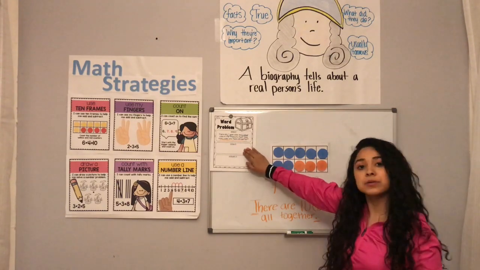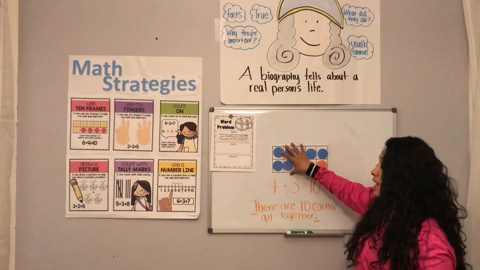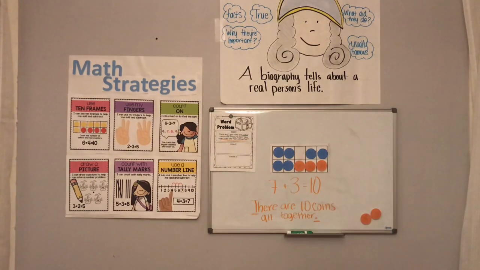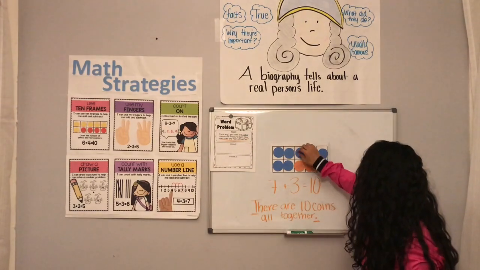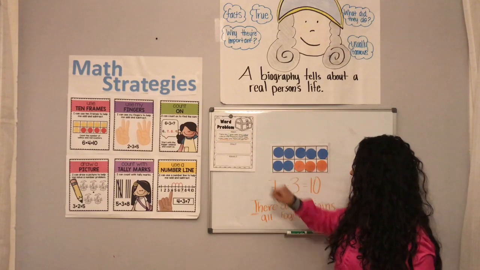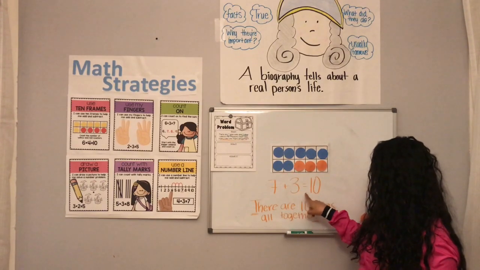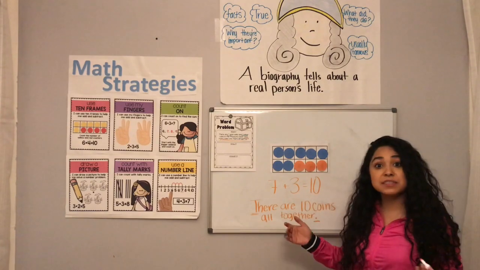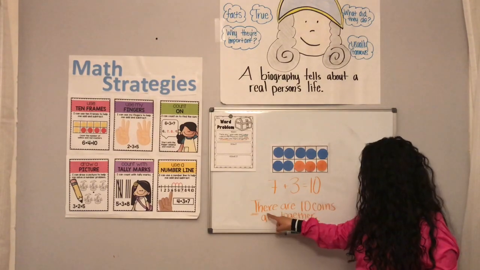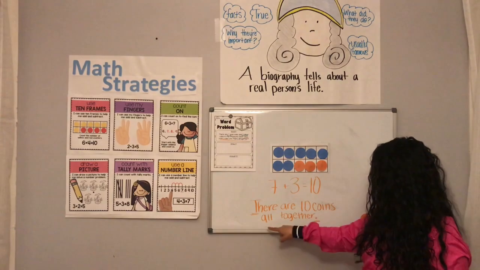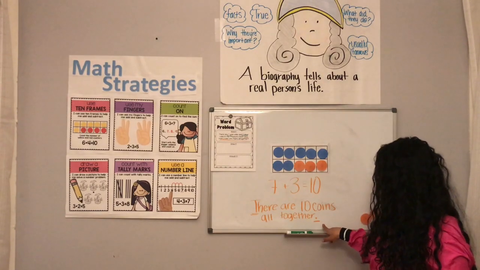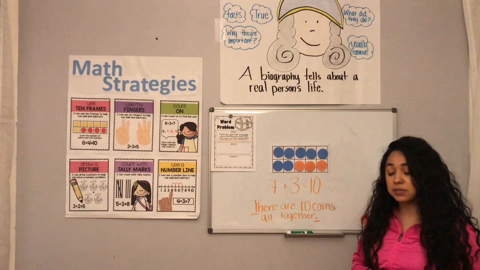In this middle part where it says draw it, if I was using the 10 frame strategy, I would go ahead and draw this right over here. And then for answering it, I would put 7 plus 3 equals 10, and then I need my full sentence. I need to make sure that I write, there are 10 coins all together. And then I know that I answered the question.